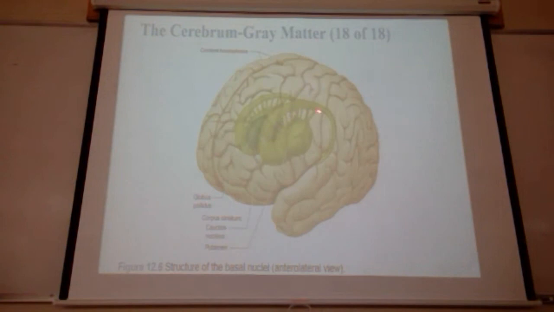Here's the cerebral hemispheres. Here's the globus pallidus, that sort of dark colored structure. There's the inferior tail. The caudate nucleus is right here, and the putamen is here.